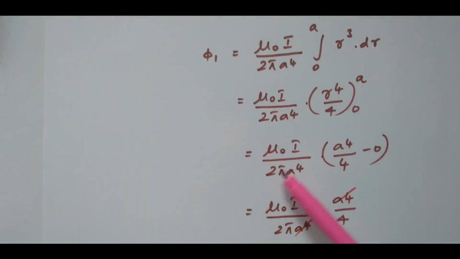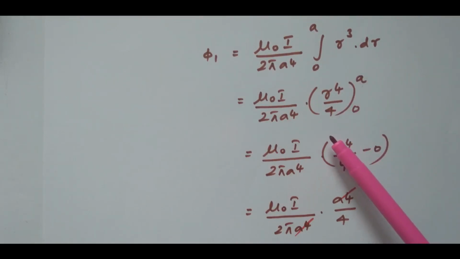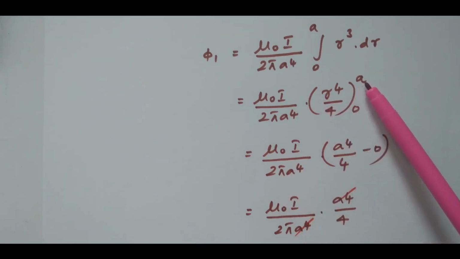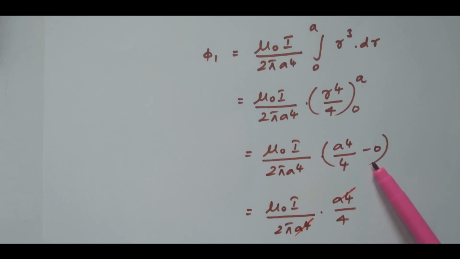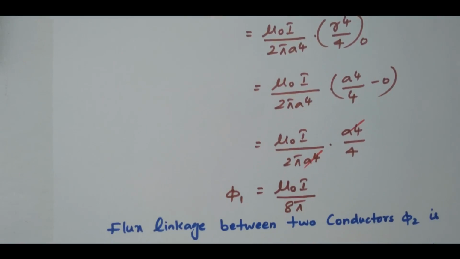So mu naught I divided by 2 pi a power 4 is constant. The integral of r cube is r power 4 by 4. Right? Now we need to substitute the limits a and 0. So mu naught I divided by 2 pi a power 4, and r is replaced by a power 4 by 4 minus 0. The lower limit is 0. So that is nothing but mu naught I divided by 2 pi a power 4 into a power 4 by 4. Here a power 4 for a power 4 got cancelled. Right? So what we got?